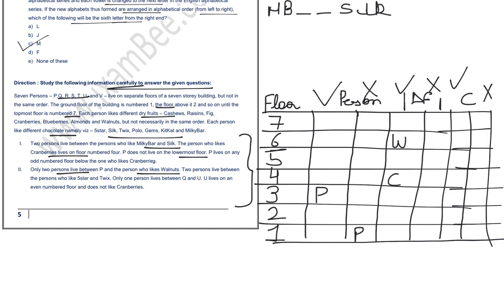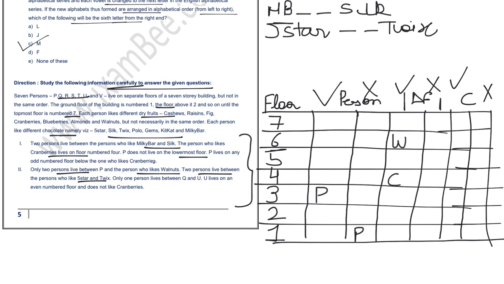Now it is given to you that 2 persons live between the person who likes 5-star and Twix. So simply you can write the logic over here, or you can write the hint that there is a gap of 2 persons between the person who likes 5-star and the person who likes Twix, right?